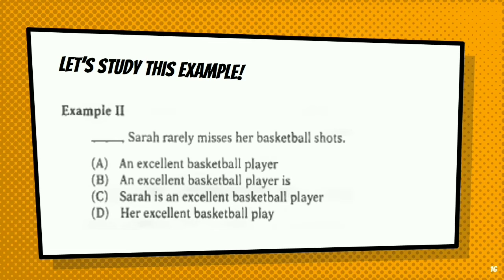Another example. Blah blah blah, Sarah rarely misses her basketball shots. From this sentence, we can see that the sentence has a verb, namely misses. Does it have a subject? Is Sarah a subject? Yes, it is a subject, because it is not followed by a comma. So the subject and verb of this sentence are complete. We look for other elements. Answers B, C, and D are wrong. Why? Because there would be a double verb. The best answer, therefore, is A, which is an appositive of Sarah.